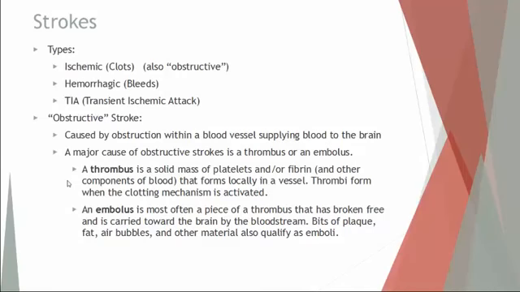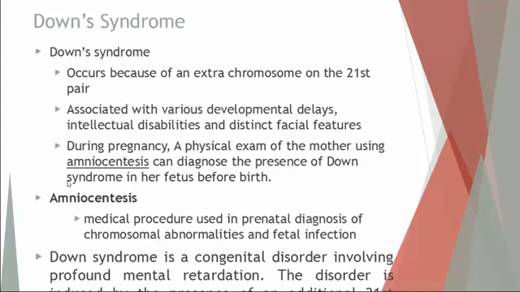So the thrombus is a solid mass that stays in one place that forms an obstruction, but when a piece of that breaks off and starts to travel around the body, that's when it's called an embolism. All right, next move on to a condition, Down syndrome.